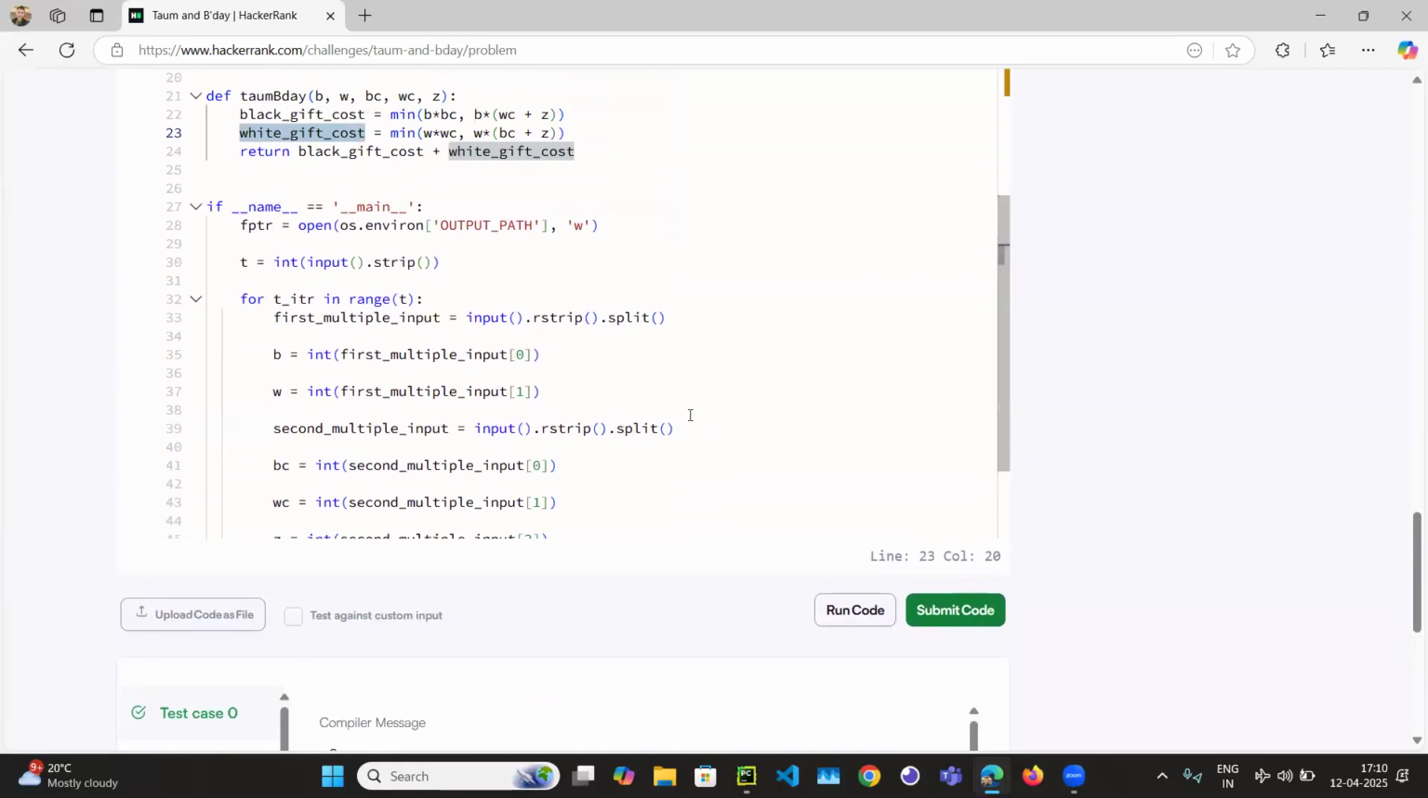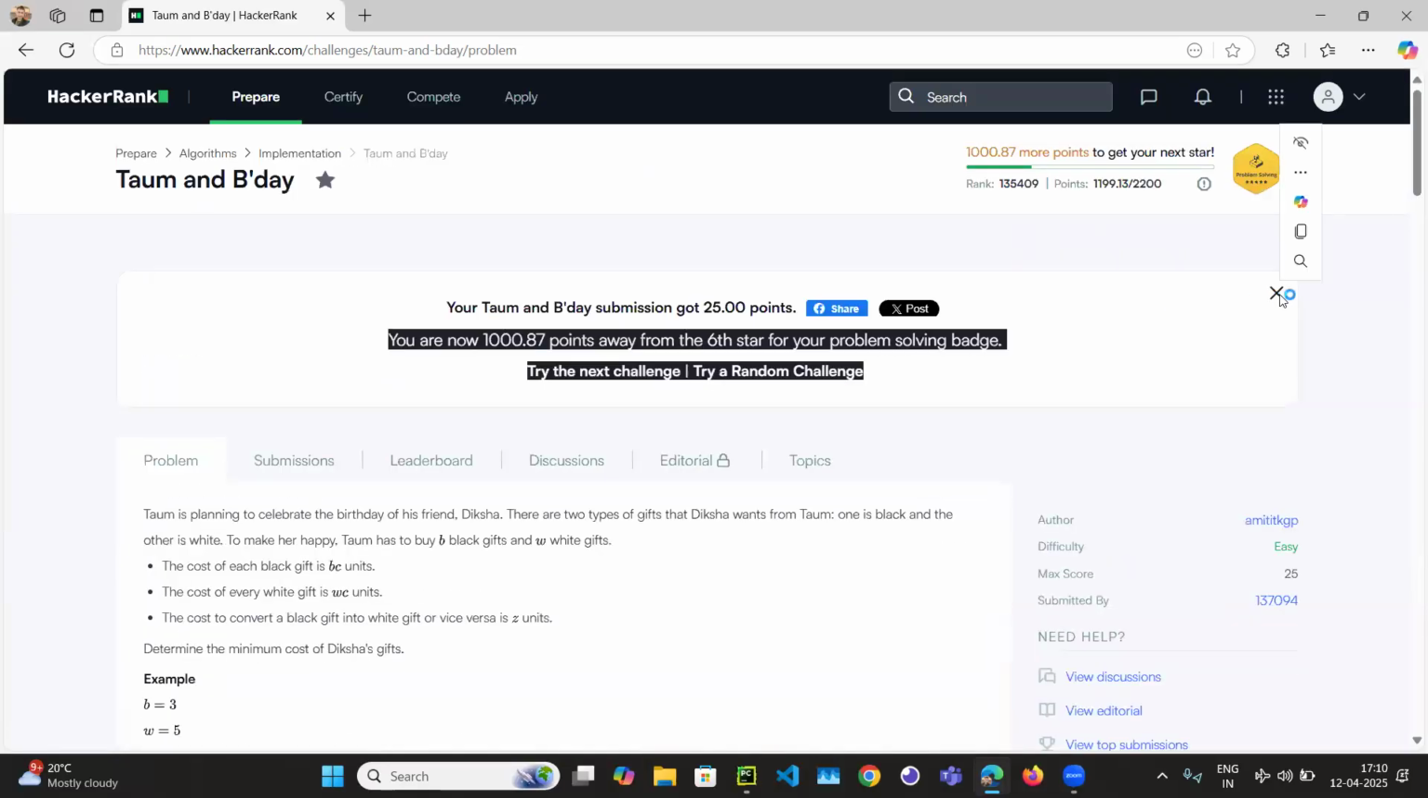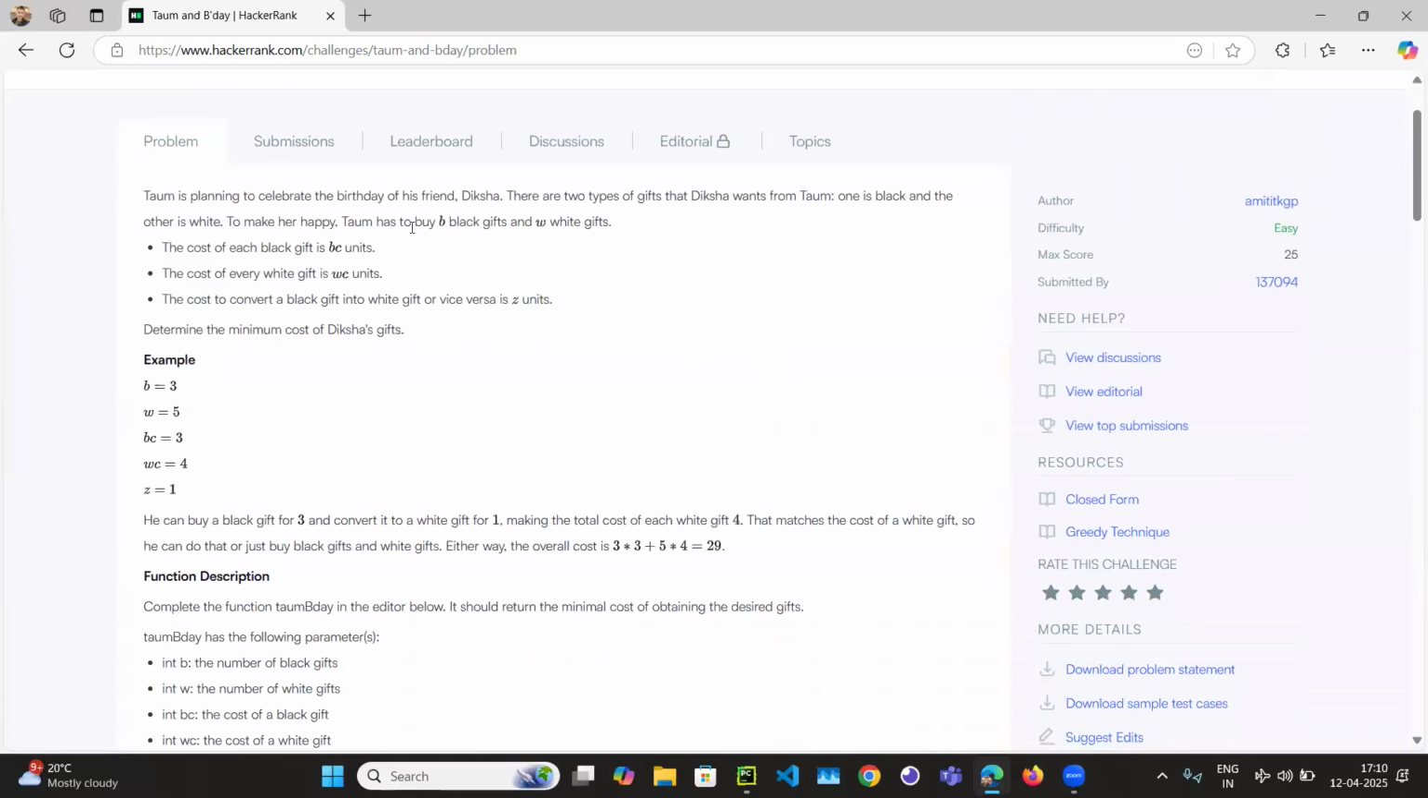So this is a straightforward question, not a very complicated one. You have to just read it. The only catch here is the conversion. Because if it is just normal, you can simply calculate the cost, 3 star BC, 5 star WC, a basic mathematics question, right? But here the catch is you have to find the minimum cost. Shall I go with the black boxes or shall I convert to the white boxes?